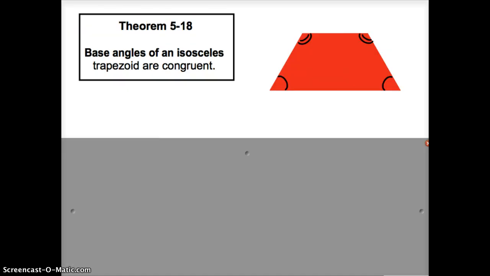The base angles of an isosceles trapezoid are congruent, just an isosceles trapezoid. So the angles that are connected to both bases are congruent, and the angles at the bottom are congruent. The relationship between these two is obviously same side interior, and therefore they are supplementary.